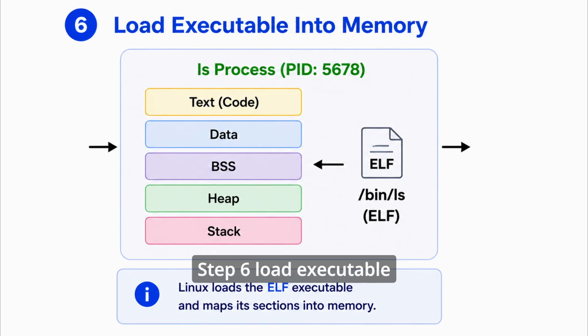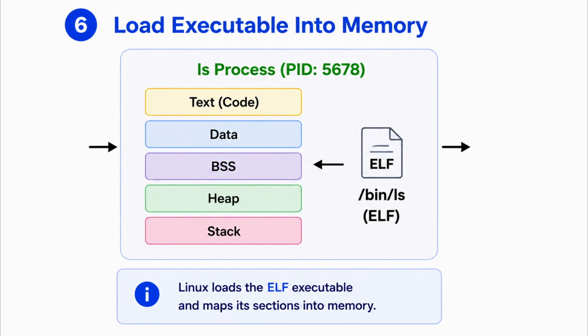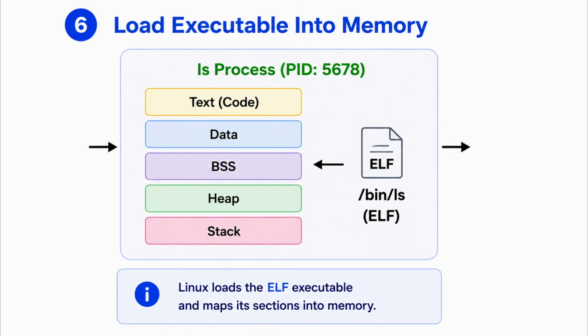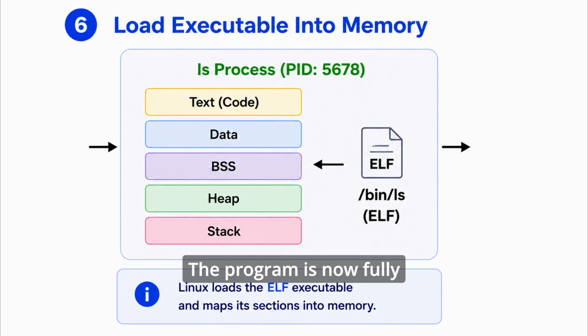Step 6. Load executable into memory. The kernel now loads the ELF executable into memory. Linux creates a virtual address space. Several memory regions are prepared. Code, data, heap, stack. The program is now fully loaded and ready to run.